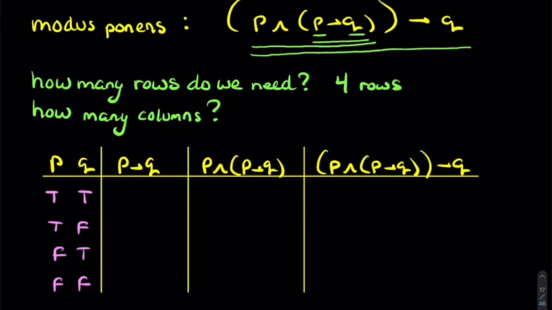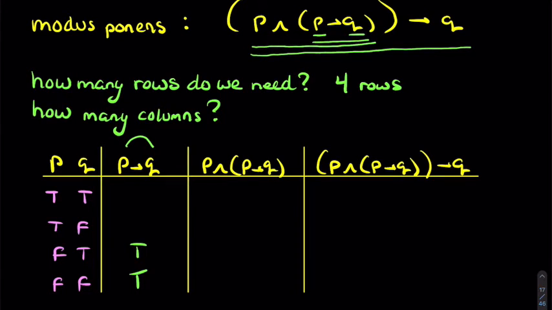So first, in this column, the conditional, the only way in which that can be false is if P is true and Q is false. We're saying P implies Q. So if P is false, then by default, this will be true. So anywhere that there is a false in P, these last 2 rows, this will be true.